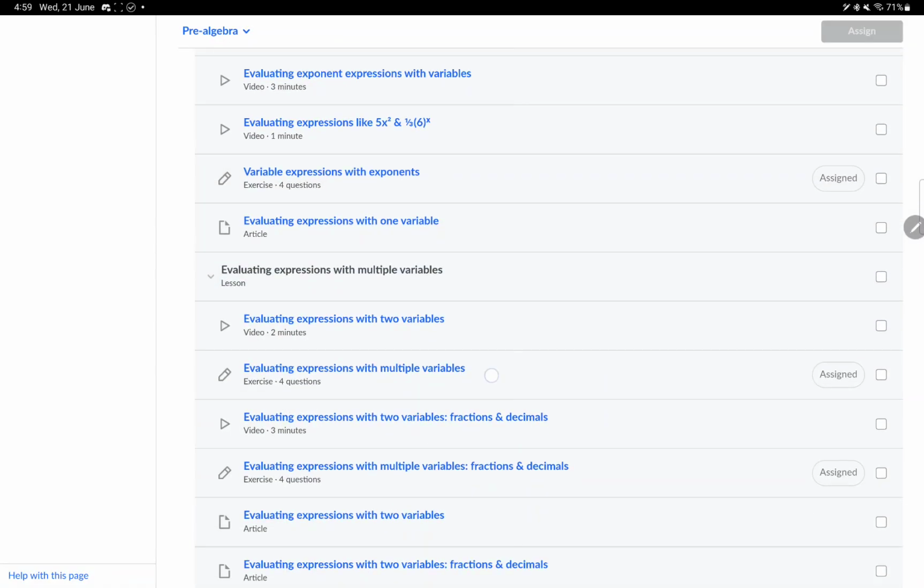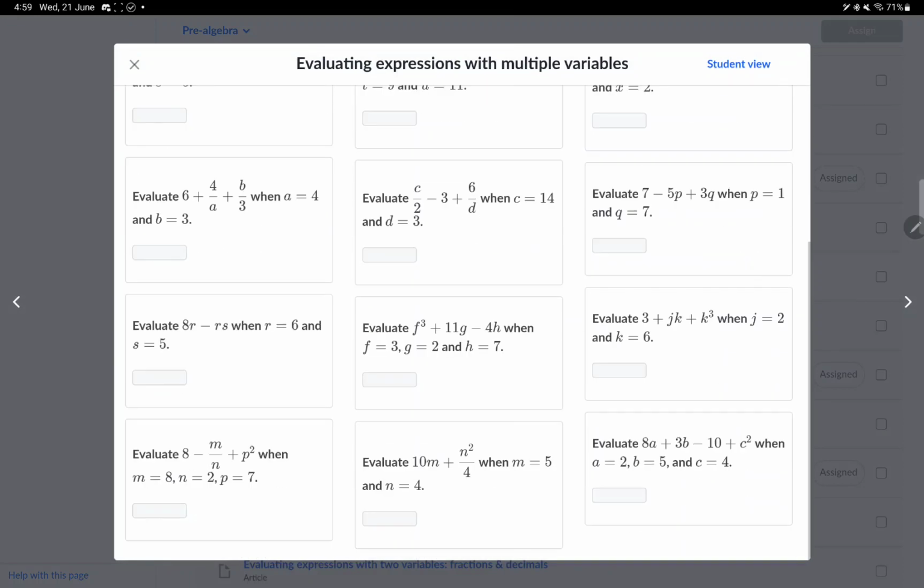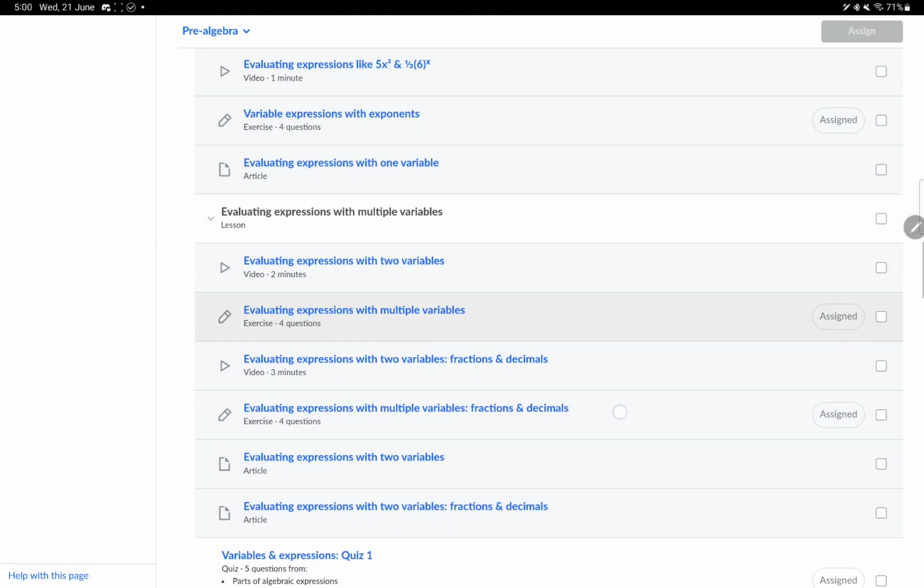Evaluate expression, multiple variables. For this one, when you substitute the values in, make sure you substitute the correct value. For example, this one has F, G, and H. So you've got F here, G here, and H here. Just make sure you substitute in to the right place. So that's not too difficult.